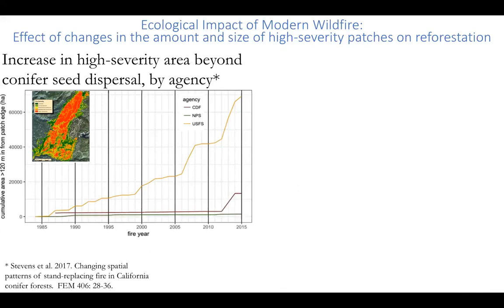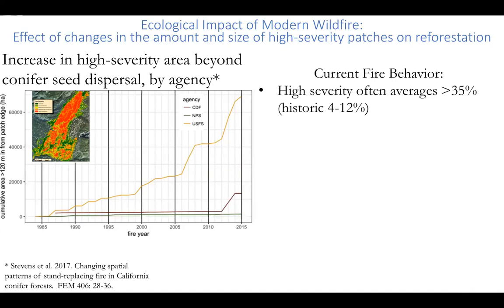And what we've seen in analyzing trends from California specifically, where the bulk of the research presented here has taken place, is an increase in high severity burned areas beyond reasonable limits of conifer seed dispersal. This figure is from a paper published a few years ago, where we looked at the cumulative area that was greater than about 150 meters from a high severity patch edge as you move inward from the patch edge. You can see that there's considerable acreage. This is hectares shown here, but we're looking at over 60,000 hectares in high severity that's beyond a reasonable dispersal distance just since 1985.